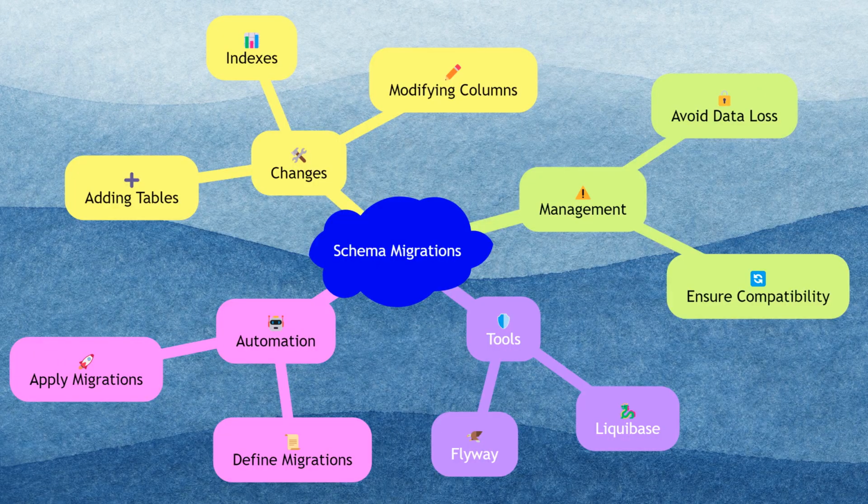Schema migrations are a critical aspect of database deployments. They involve making changes to the database schema, such as adding or modifying tables, columns, and indexes. Schema migrations need to be carefully managed to avoid data loss and ensure compatibility with the application code. Tools like Liquibase and Flyway provide mechanisms for defining and applying schema migrations in a controlled and automated manner.